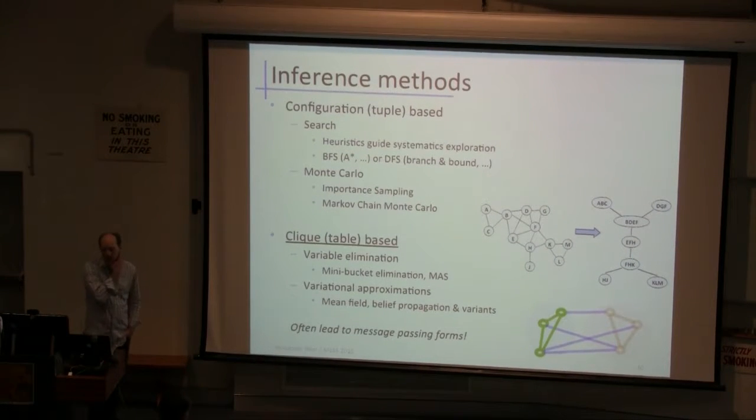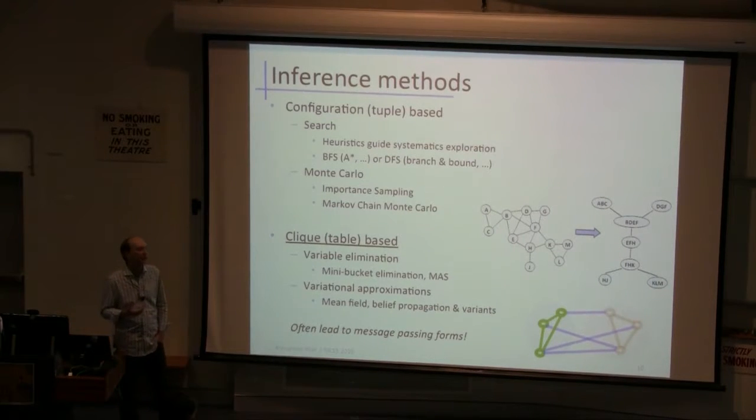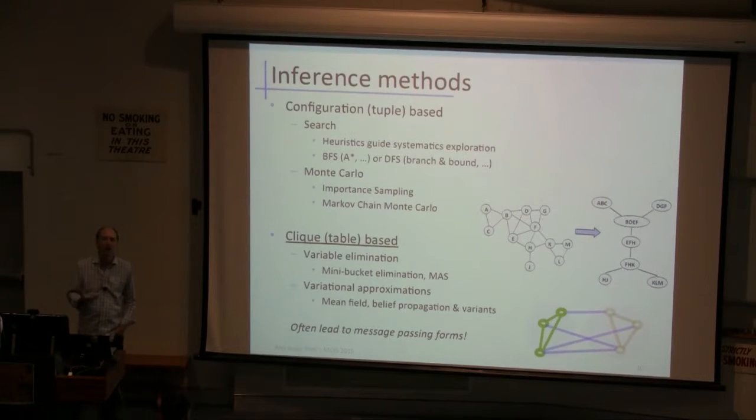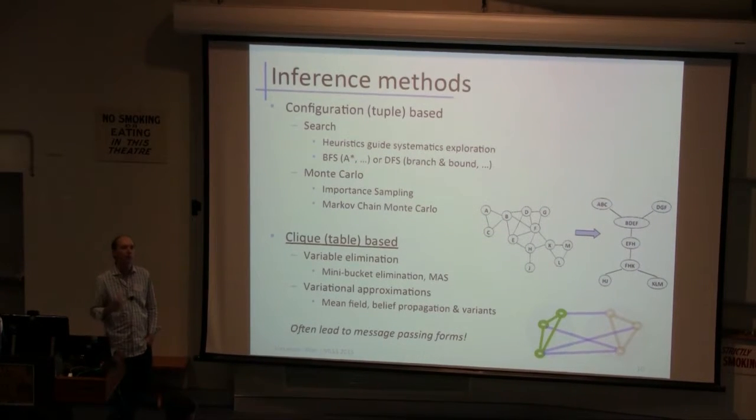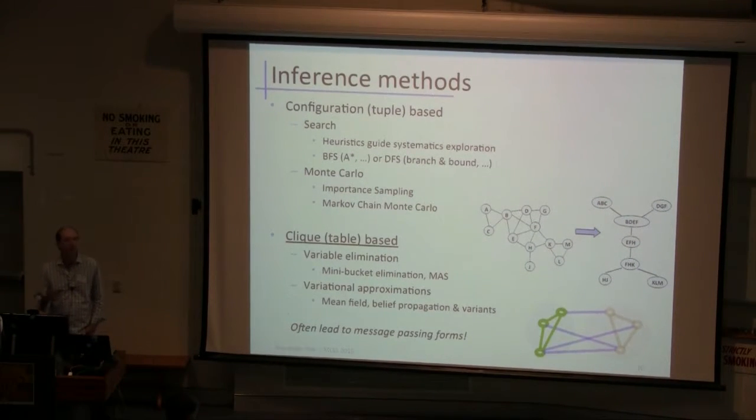And one nice thing about this sort of clique-based reasoning is that it often leads to very simple message passing algorithms. So these tend to be very distributable, since you can partition up the cliques that you're going to reason about, and then these cliques just share information between themselves, leading to message passing optimization algorithms.